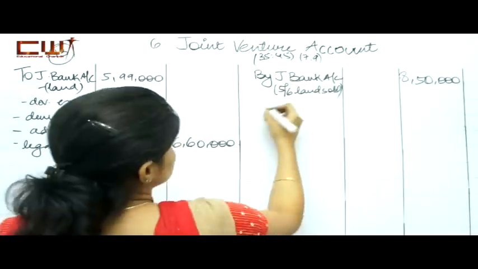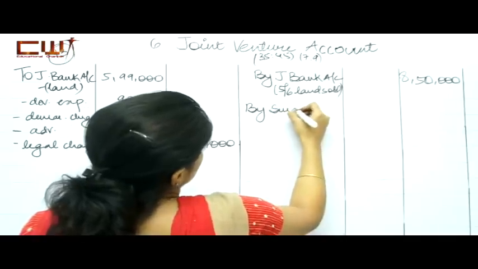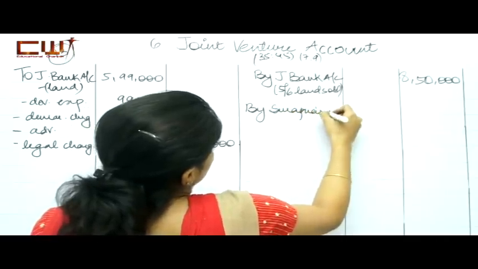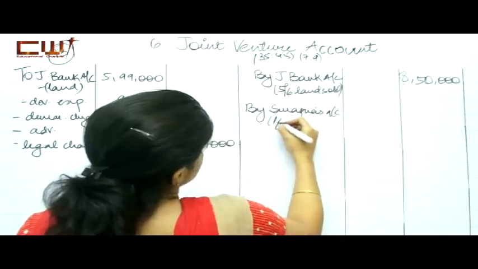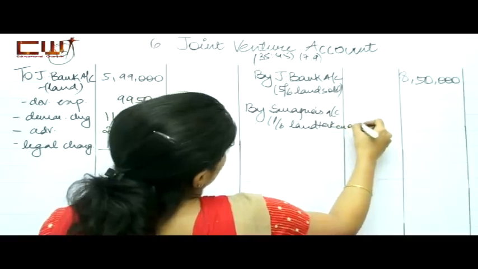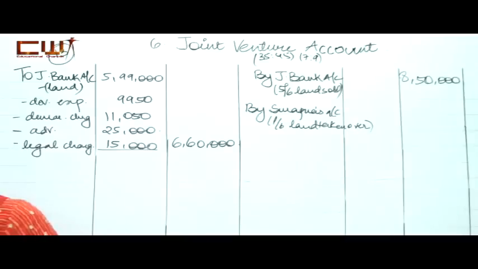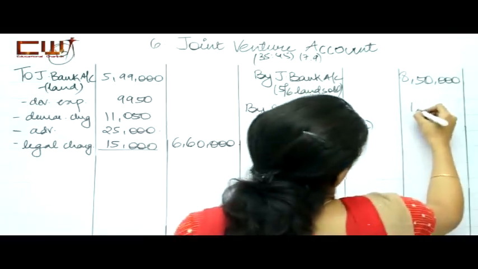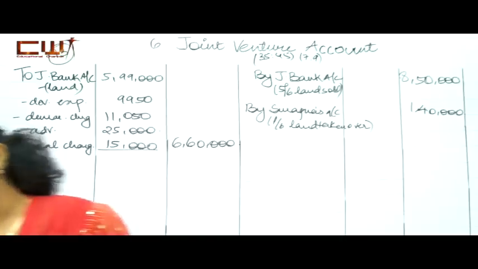What next? The remaining land was taken over by Swapna. So next is Swapna's account. No money, it's going to Swapna's account. Remaining means 1/6, right? 1/6 of the land taken over. How much? For 1,40,000, right? 1,40,000.